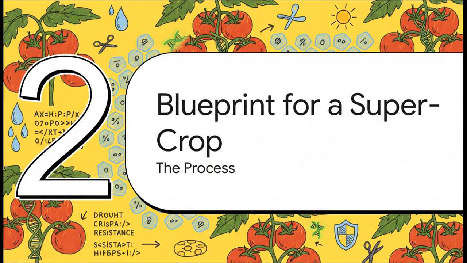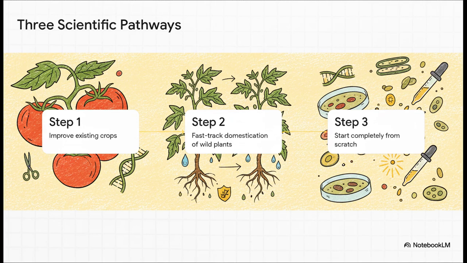Okay, so we've got the science down. Now let's look at how this all moves from a lab into a field. I mean, how do you actually turn a revolutionary idea into a real-life supercrop? Well, scientists basically have three main ways to go about it. First, they can improve existing crops. Just make the plants we already grow even better. Second, they can fast-track domestication, which is a fancy way of saying they can tame wild plants way, way faster than nature would. Or, and this is the most ambitious one, they can start completely from scratch.